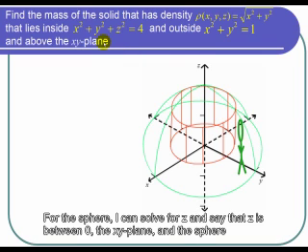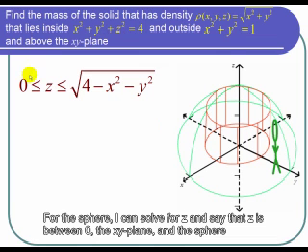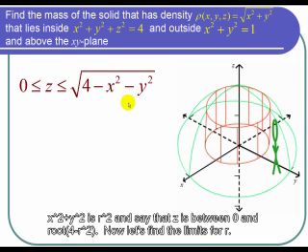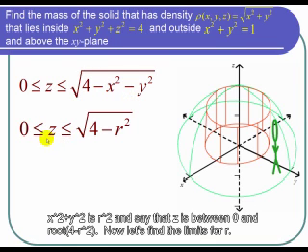And the sphere, I can solve for z and say that z is now between 0, the xy plane, and the sphere, which is the square root of 4 minus x squared minus y squared. I can turn this into cylindrical coordinates, knowing that x squared plus y squared is r squared, and say that z is between 0 and the square root of 4 minus r squared.